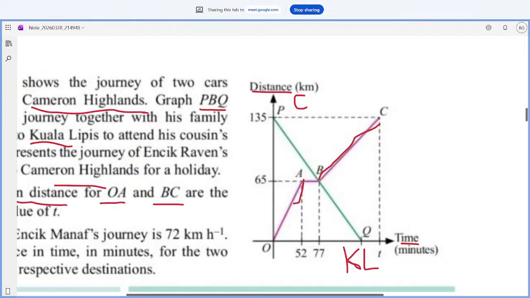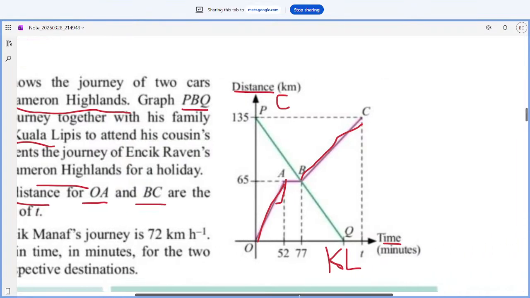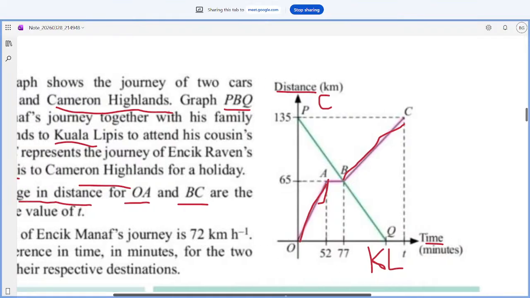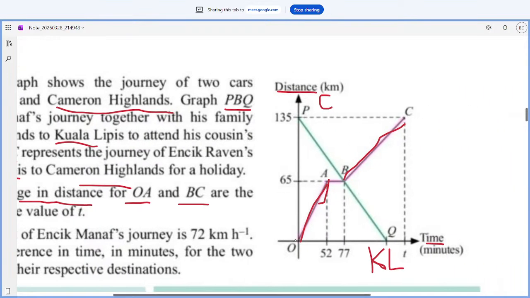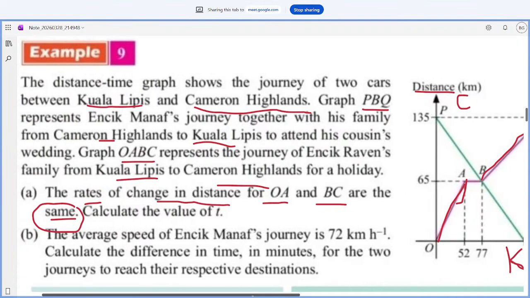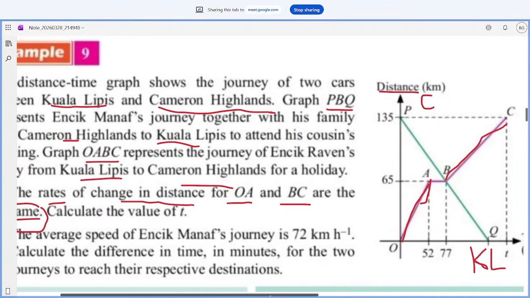Guys, I know a lot of you will ask me now, I look at this graph, how come the gradient doesn't look the same? It's okay guys, just do it. If they say so, just follow. Don't ask why the gradients don't look the same. You guys don't see and judge, just follow the question only. This is maths. I know it's a bit like physics, but this is maths, guys. Form 4, Chapter 7, graph of motion.